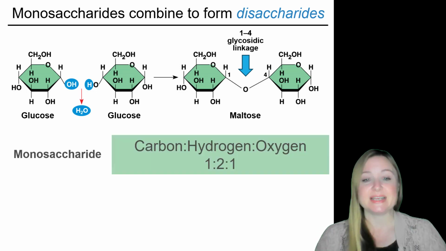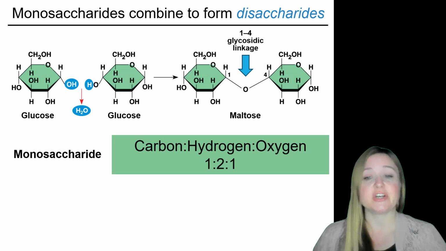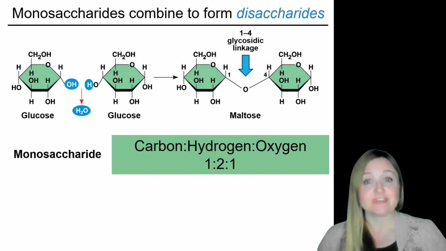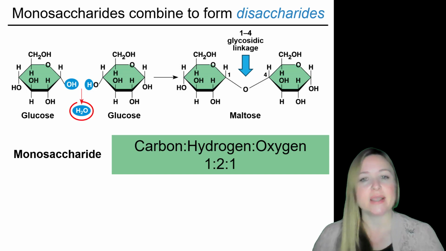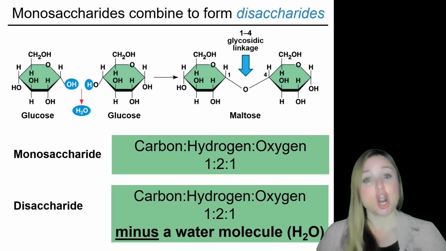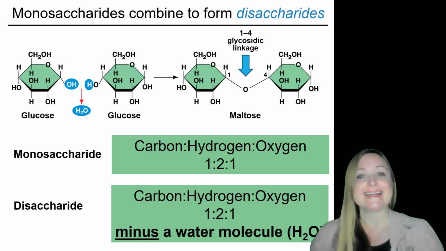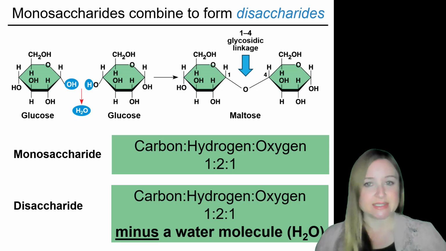Now, keep in mind that the monosaccharides, like glucose, are going to have, for every one carbon, two hydrogens and one oxygen. It's going to be similar for the disaccharides, but remember, in the process of joining together into the disaccharide, one water molecule was released, right? So if you see a chemical formula that has carbon, hydrogen, and oxygen at a 1 to 2 to 1 ratio, except there are 2 fewer hydrogens and 1 fewer oxygen, then you're probably looking at a disaccharide.